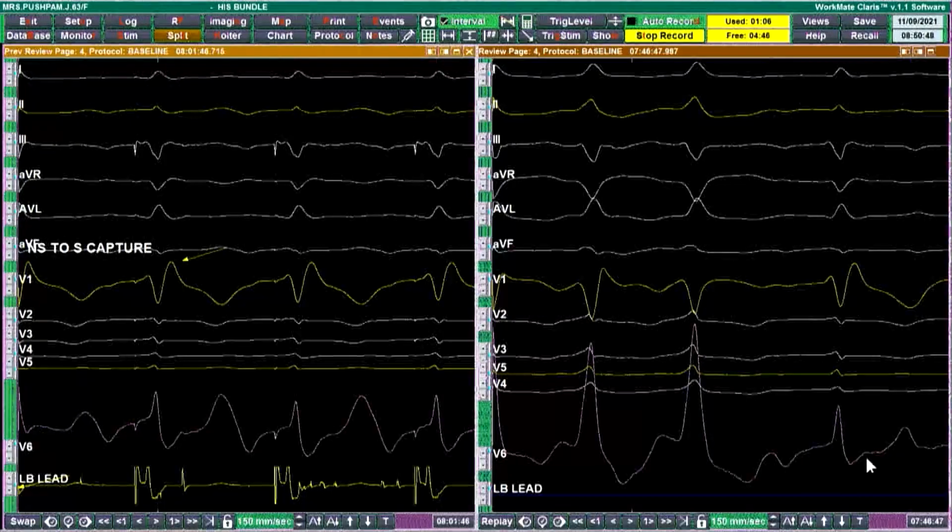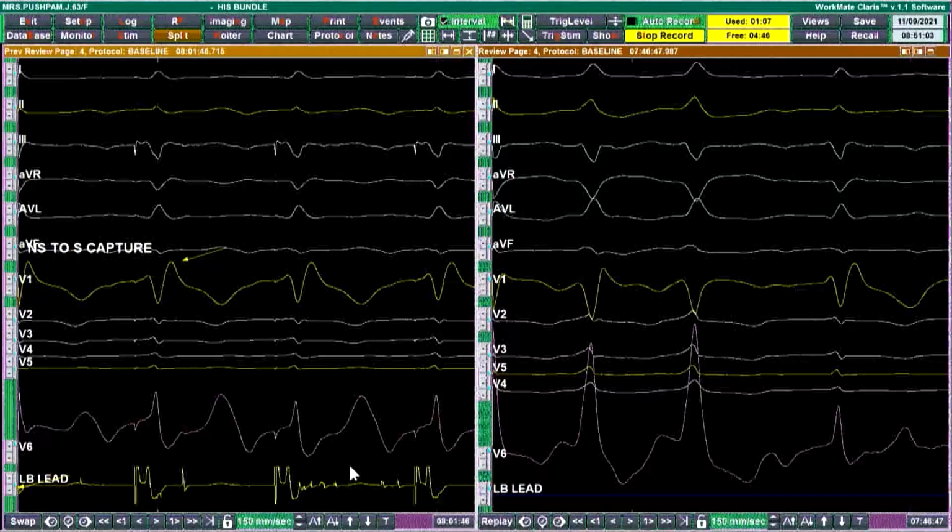So the same thing is seen when there is a selective capture of the left bundle. You can see there is almost a 12 by 12 match in the PVC morphology and the QRS morphology during selective capture, next beat. So during selective capture and during the template beat.